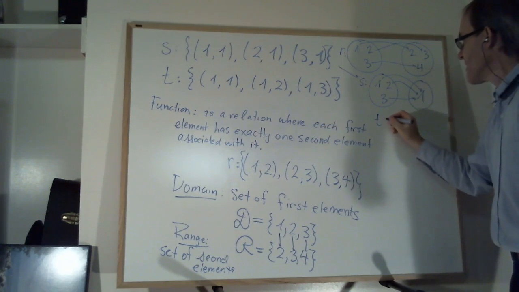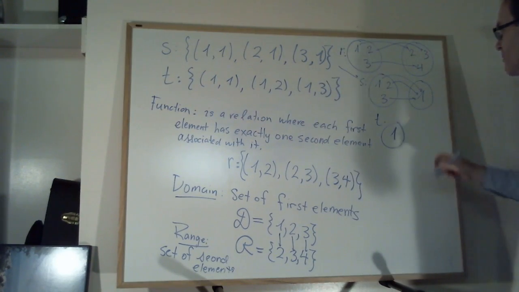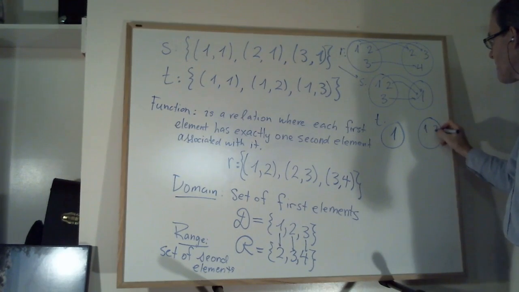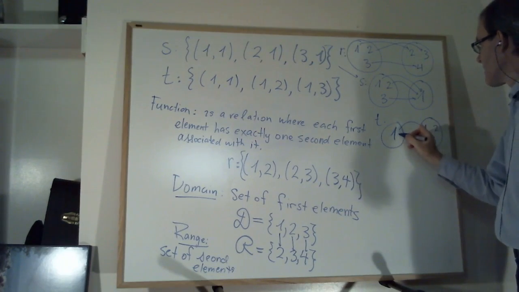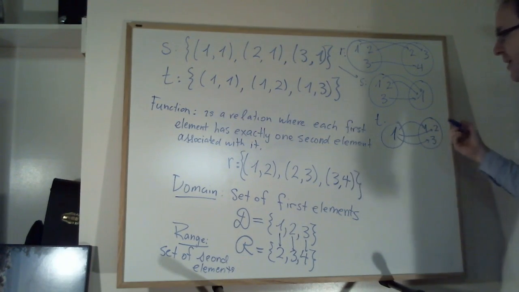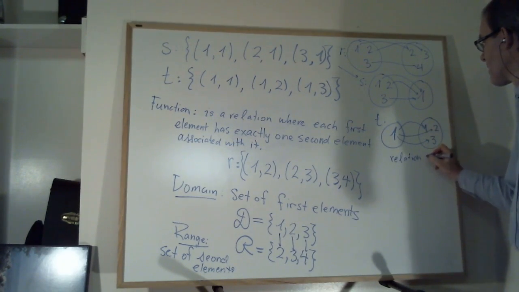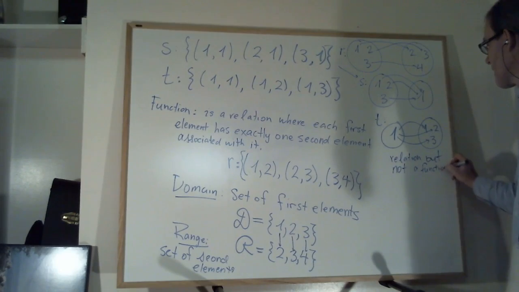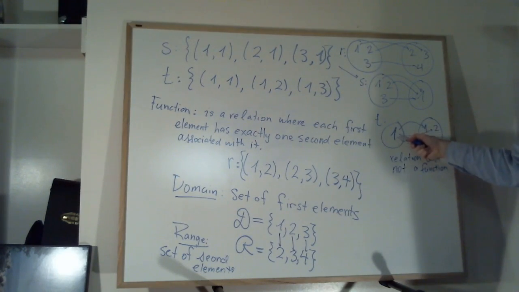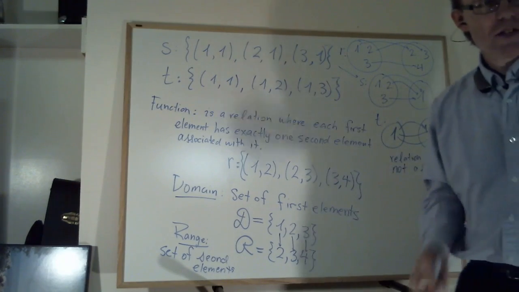But let's look at this. T only has one element in the domain. It's the same one every time, and 3 elements in the range. So I have to draw 3 arrows from this element to represent the entire relation. So this is a relation, but not a function, because there's an element in the domain which has 3 second values associated with it. Okay, does that make sense?